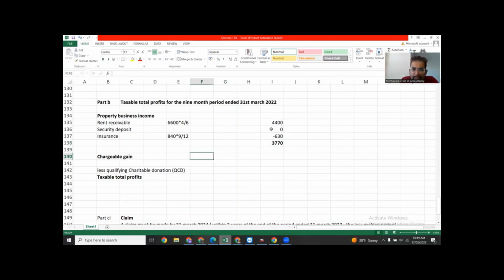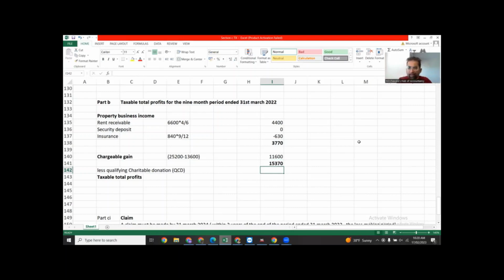Now wait, for chargeable gain, very simple. DP less index cost. What was your DP? Your DP was 25,200 minus your index cost was 13,600. Remember? So this will be 11,600. Okay. Now, can anybody tell me total profits? Can we calculate total profits? This is property income. This is gains. This 15370 is your total profit.